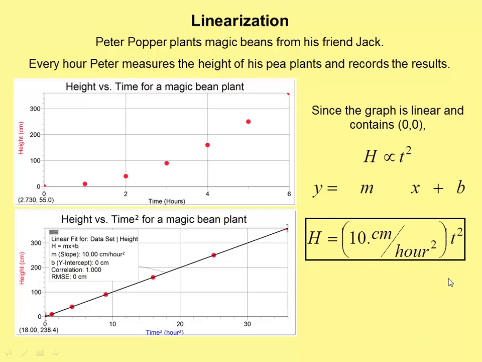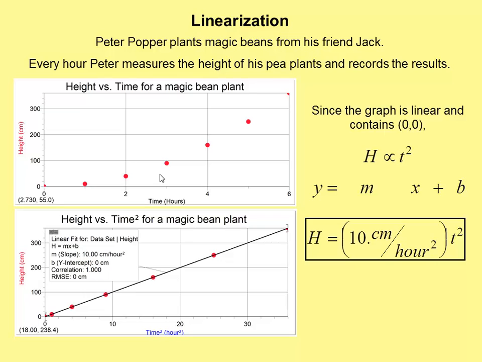Now, I want you to notice something that's cool about what we just did here. Think about math class. If I gave you this equation, if I said graph h equals 10 t squared, you would plug in a bunch of different values for t, calculate h, and then graph it. Well, what would that graph look like? Hopefully you realize that what it would look like is this. This is the equation of our original graph. This process of linearizing allows us to create a math model that actually matches the original curved graph. Isn't that cool?